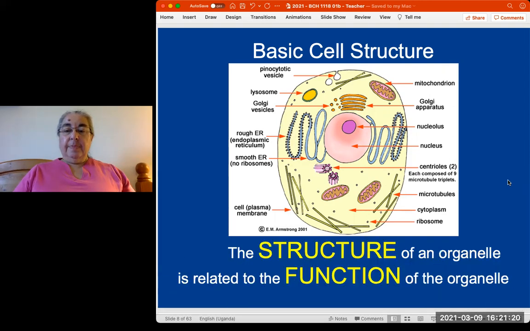Okay, so again, the structure of an organelle is related to the function of the organelle. So you'll see, for instance, that mitochondria have a structure with a lot of folds of membrane on the inside. And because the function of a mitochondrion is to produce energy, which it does by transporting across membranes, it has a lot of membrane to allow it to carry out that function. So structure and function very closely related.